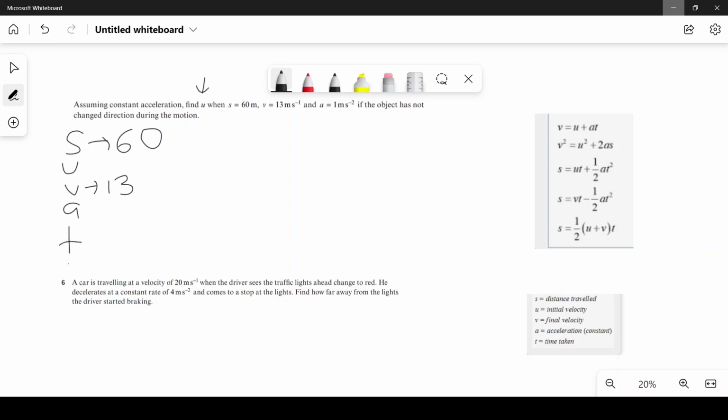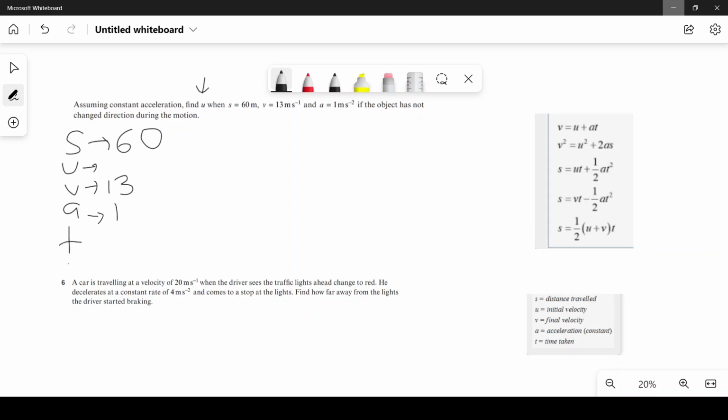We don't know the initial velocity, that's not given in the question, that's actually what we're trying to find. And we have the acceleration as 1, and we're not given any time at all. Then check to make sure that all the units are correct. Displacement is in meters, velocity in meters per second, acceleration in meters per second squared.